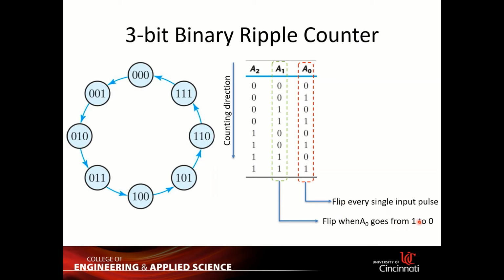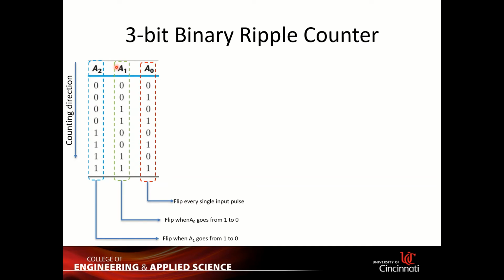So every time A0 goes from 1 to 0, the value of A1 flips. And the same thing with A2. Every time A1 goes from 1 to 0, A2 flips.